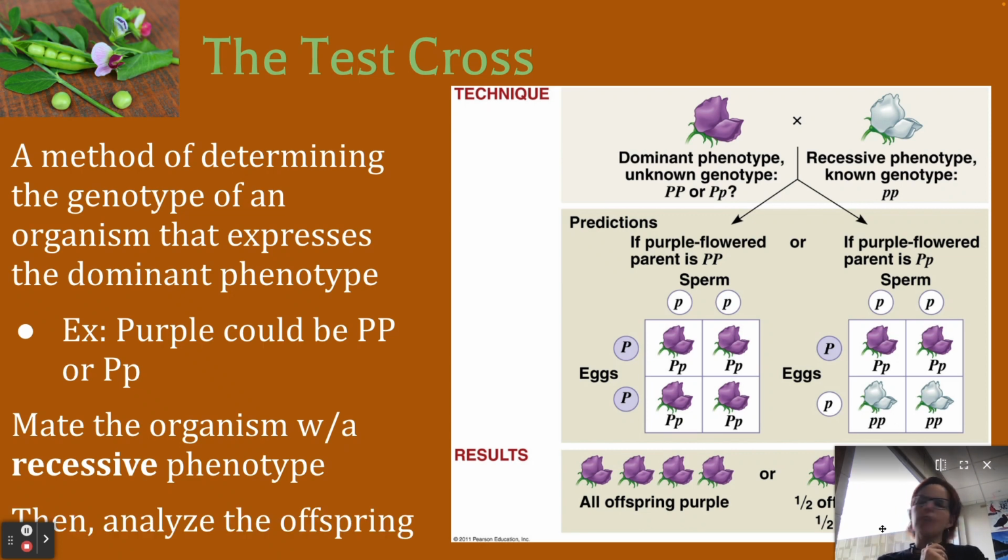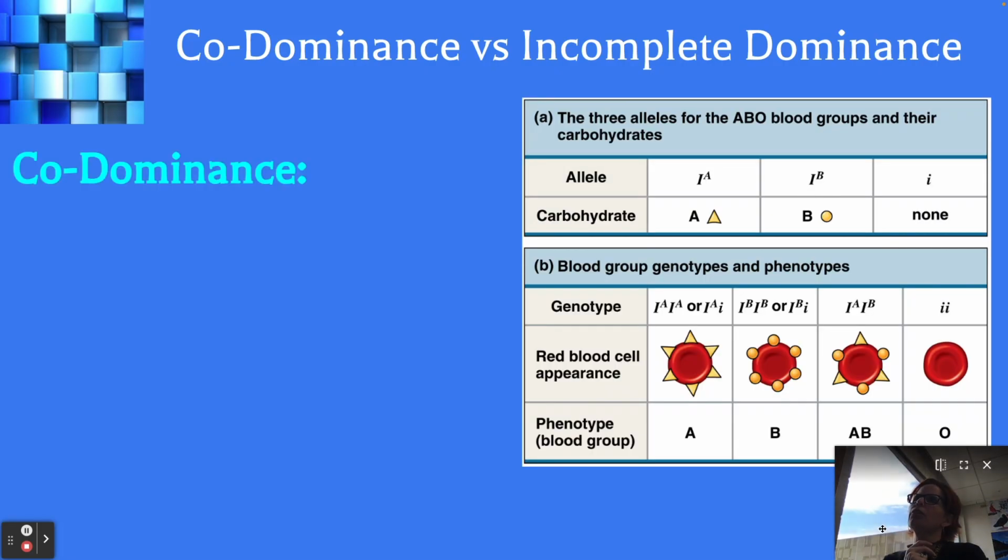If half of the offspring are white, then you know it was heterozygous. If 100% of the offspring are purple and there are no white, then you know that it was a homozygous dominant individual. So that's what a test cross is.